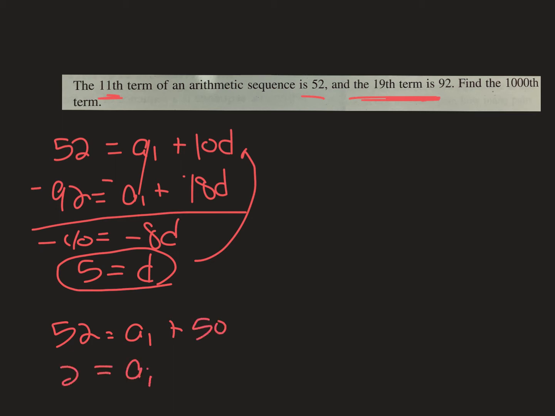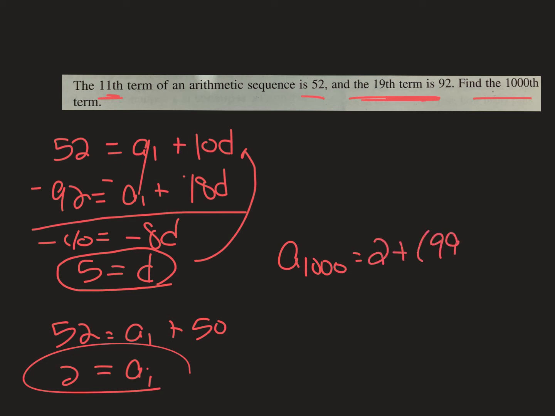So now I know everything. I know what the first term is. I know what D is. So now I can find the 1,000th term very easily just doing our favorite formula. First term plus n minus 1, which is 999 because n is 1,000, times D, which is 5. Just punch that in real quick, and you get 4997 for the 1,000th term. Okay, so I had to do a little solving a system there using elimination, but not that big a deal.